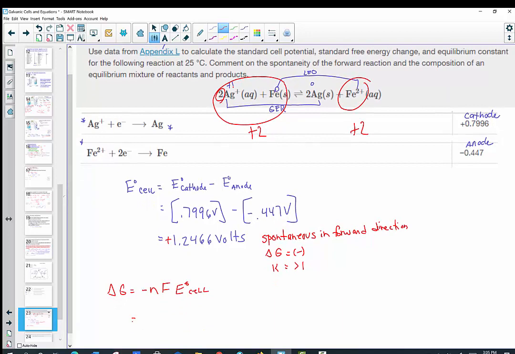So delta G will be equal to negative 2 moles of electrons times, do you remember Faraday's constant? Faraday's constant was 96,485 coulombs per mole. And the Ecell we just calculated, positive 1.2466 volts.